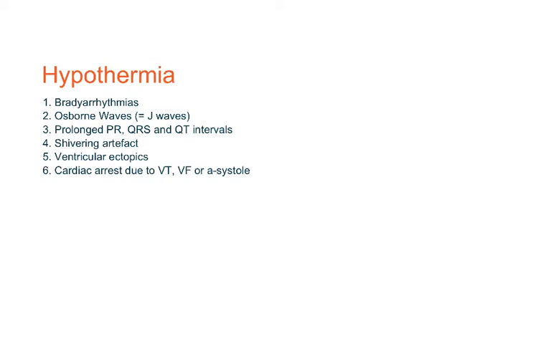Finally, I wanted to talk about hypothermia in this lecture as well. In hypothermia, you will see bradyarrhythmias, Osborn waves or J waves, which we mentioned in hypercalcemia. The PR interval, QRS complex, and QT interval all are prolonged. You will see shivering artifact because in hypothermia, the patient is shivering. You can find ventricular ectopics, and the patient can go into cardiac arrest due to ventricular tachycardia, ventricular fibrillation, or asystole.